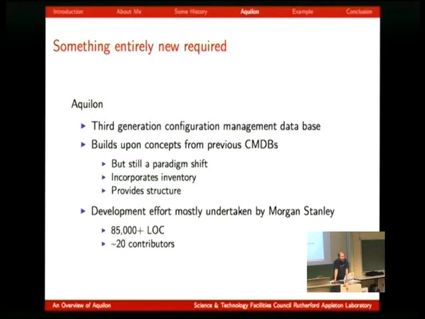So CDB was the first generation and SCDB was the second generation. This makes Aquilon the third generation of configuration management database for Quattor. So it is part of Quattor, which is not a separate thing to Quattor, it is a subcomponent. It does incorporate many ideas from both CDB and SCDB. It re-implements some of the things that SCDB dropped from CDB.